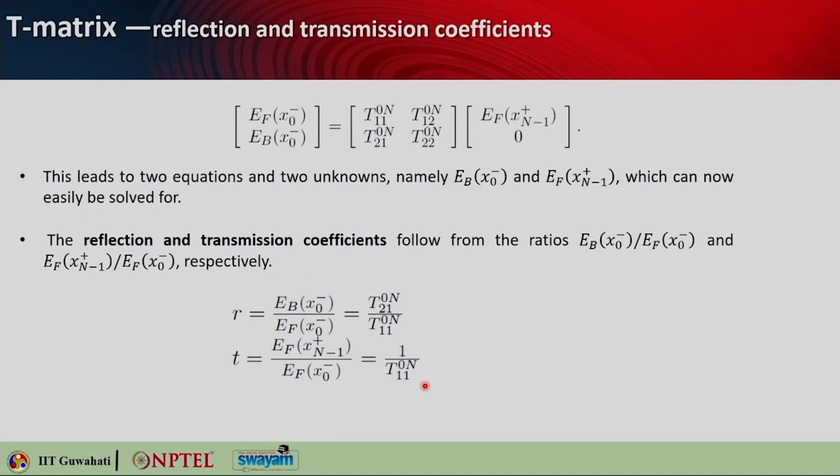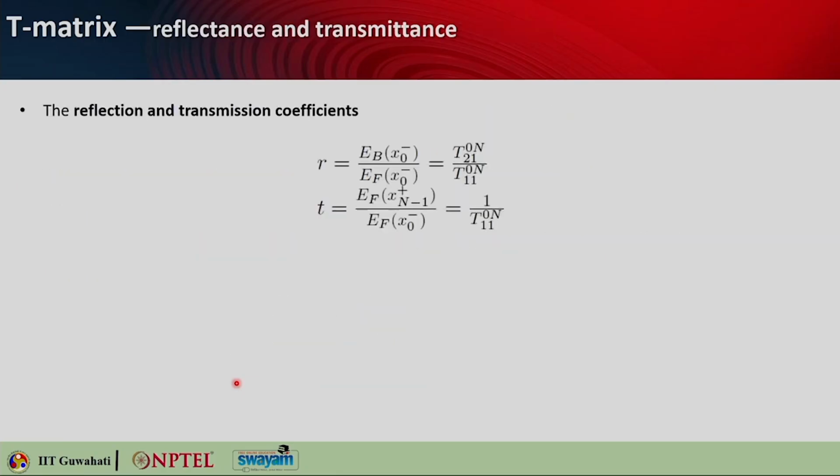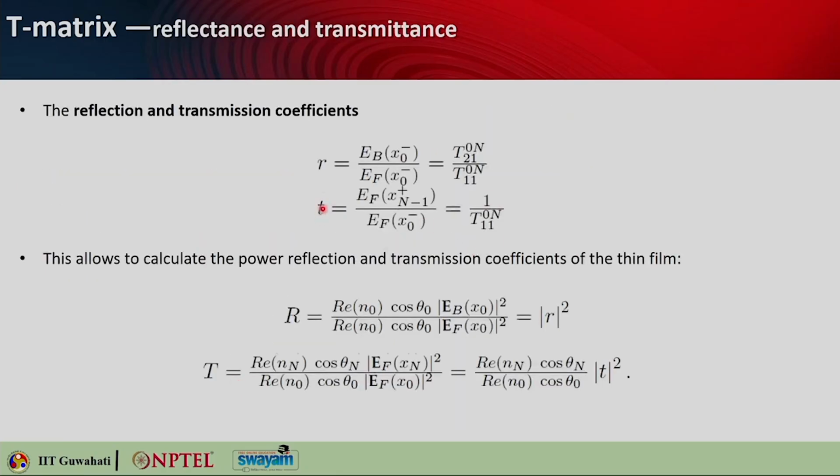Okay, and that can be simplified, and from the equation you can see that it is simply 1 over T11. So the main important part is to calculate this transfer matrix. Once you are done with the calculation, you have got the 4 elements, you can find out what is the reflection coefficient, what is the transmission coefficient. And once you know the reflection and transmission coefficient, reflectance and transmittance are very easy to find.